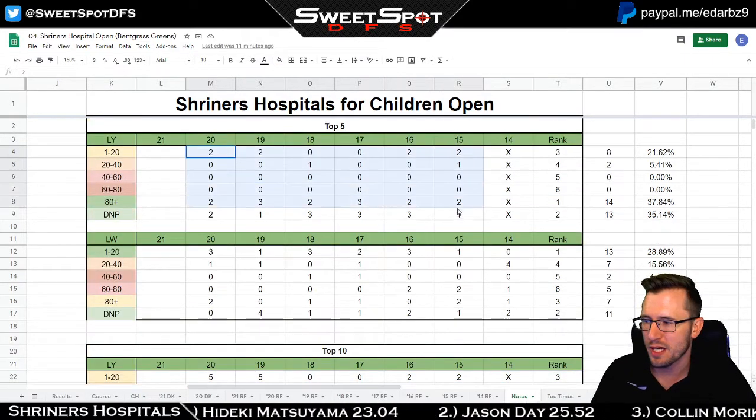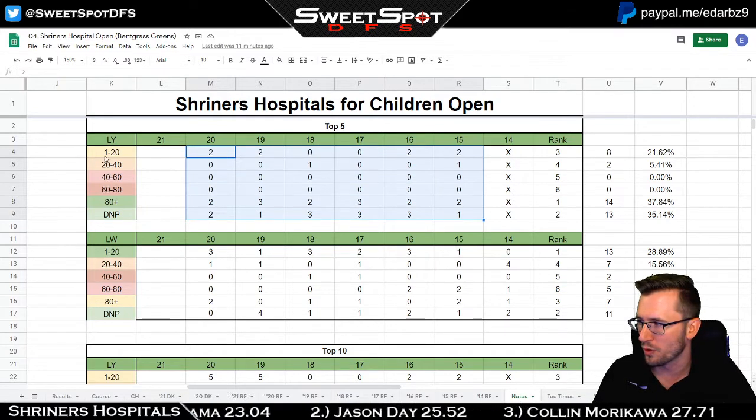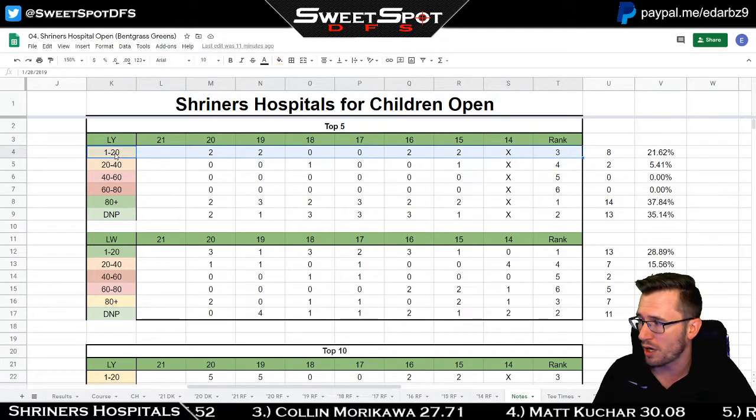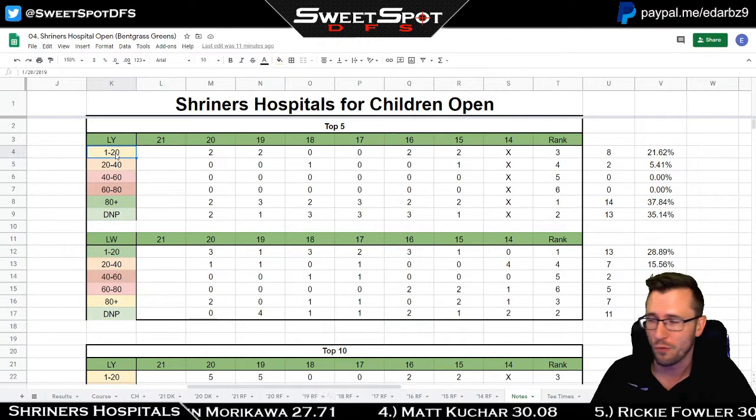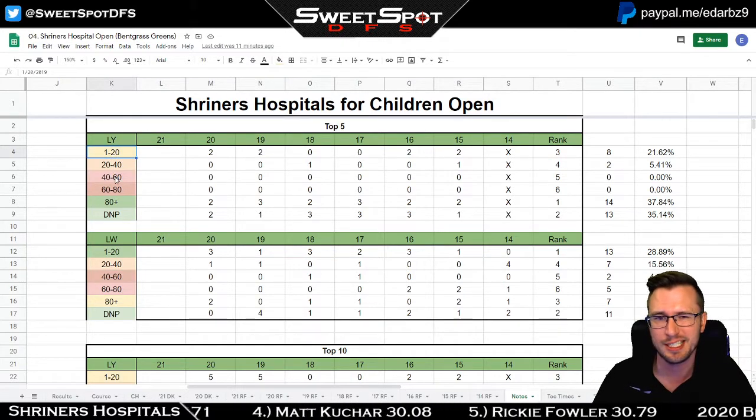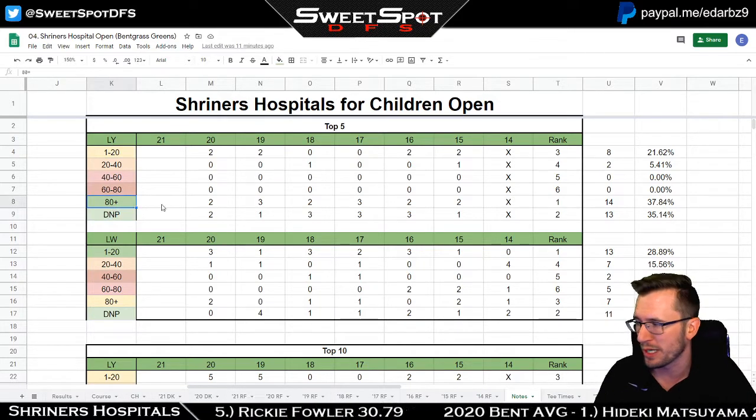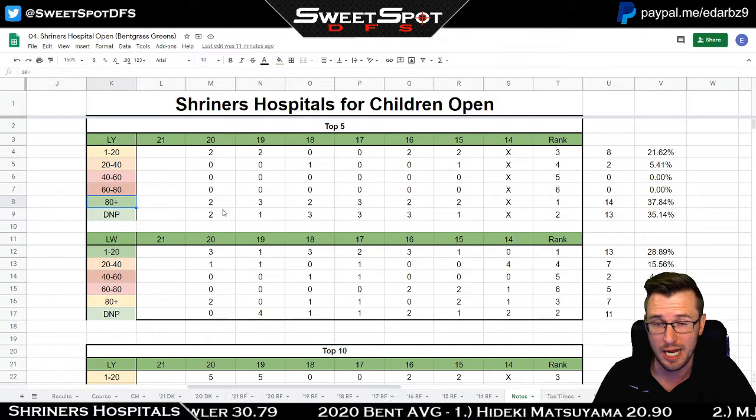So all of these numbers in these rows, I actually should explain what the rows are. The rows are ranges. First a 20, 20 to 40, 40 to 60, 60 to 80, so on and so forth, and then did not play. I should also explain what the 80 plus is. And I'll do that right now.